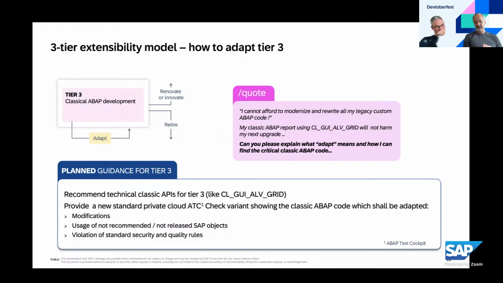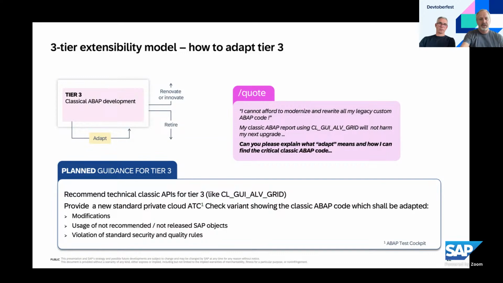So modifications will create ATC errors, because we are still absolutely sure that, at least in principle, the clean core should be active for modifications. Second, if you use a not recommended, not released SAP object, for example internal ALV functionality instead of the standard function modules, you see errors. Or if you violate the standard security and quality rules for ABAP, then you see errors. So we define with that a minimum level which you should reach first for tier number 3, so that it gets clearer what adapt really means.